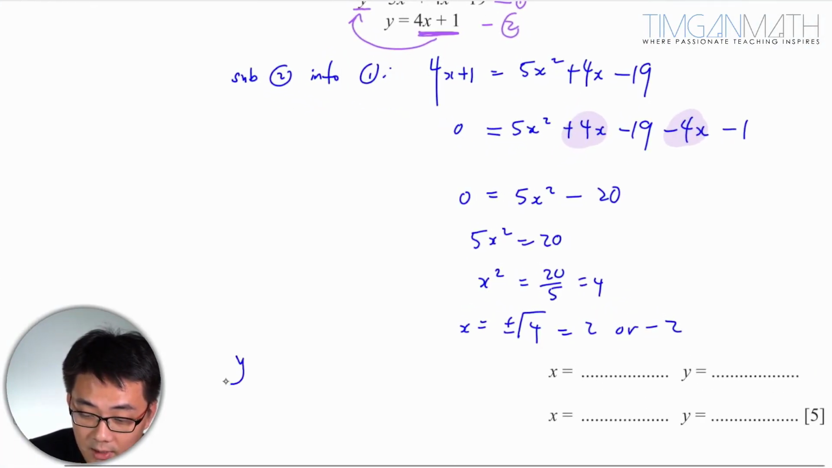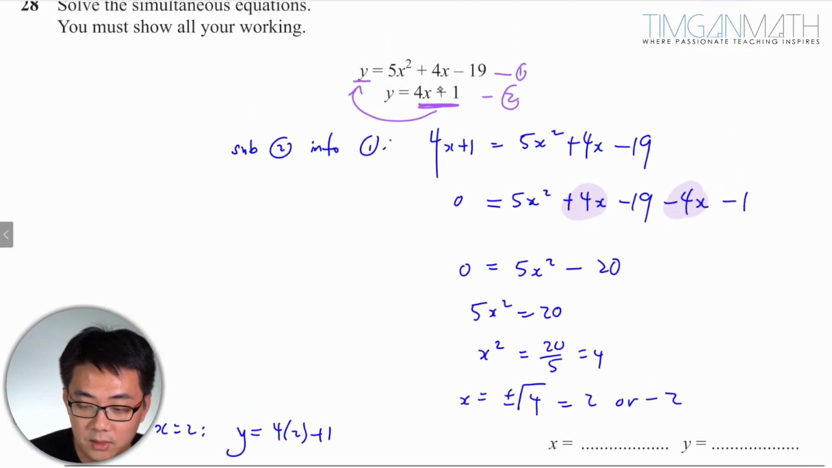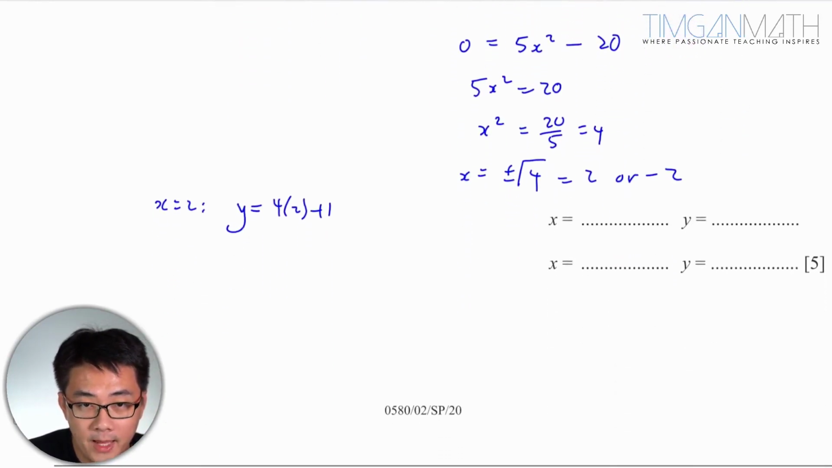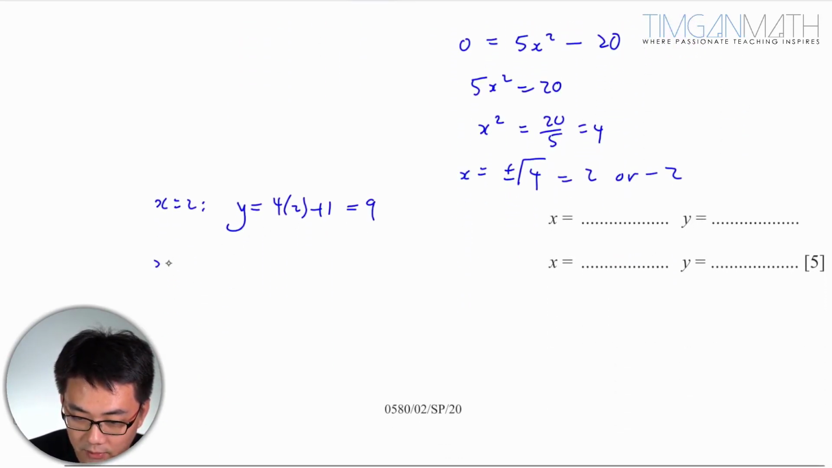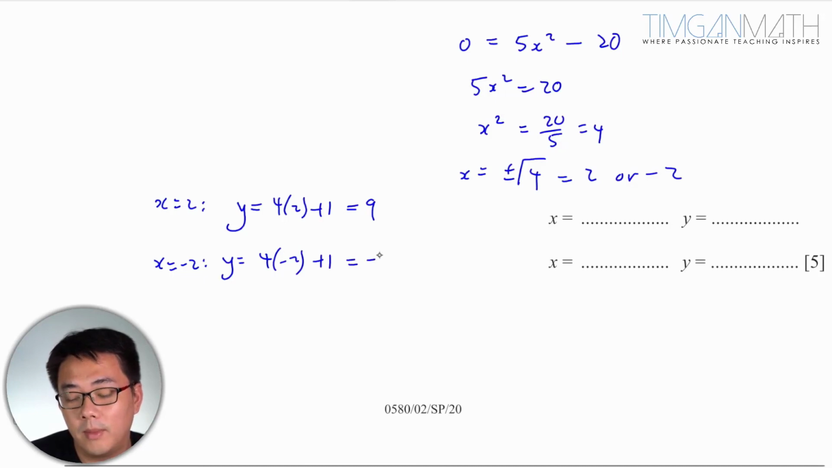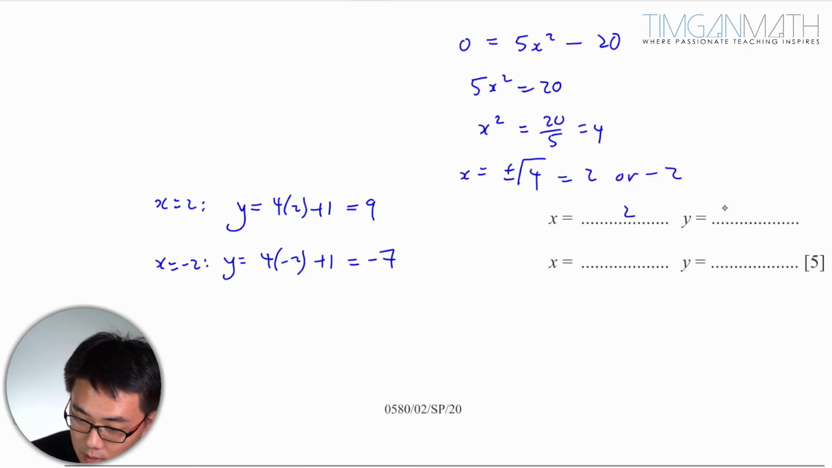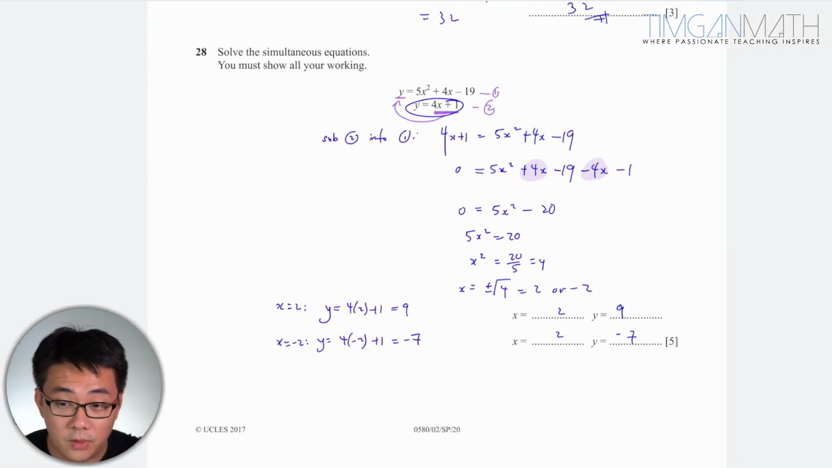So y will be equals to, when x equals to 2, y will be 4 times 2 plus 1. I just replace these 2 inside this expression here. That will be 9. And if I replace with minus 2, y equals to 4 times minus 2 plus 1, that will be minus 8 plus 1, minus 7. So this will be 2, 9 and negative 2, negative 7. Okay. So I think that's how you do this question here proficiently.